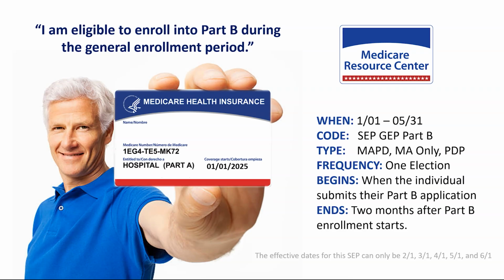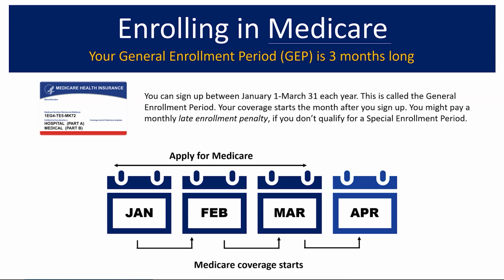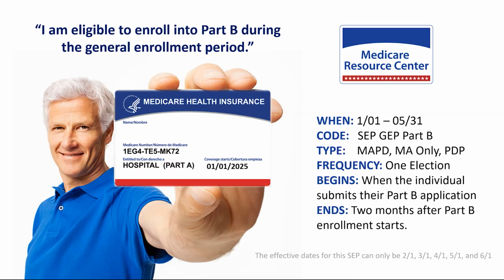It begins when they submit their application to Medicare Part B, and it ends 2 months after the Part B enrollment starts. Just as a reminder, this is only for people that used the GEP to enroll in Medicare itself, okay? In fact, last week we enrolled a couple people using this enrollment period. Again, the effective dates here can only be February 1st, March 1st, April 1st, May 1st, or June 1st. Can't go beyond that due to the restriction of time between January 1st and May 31st.